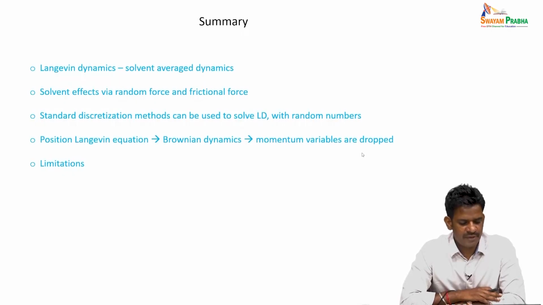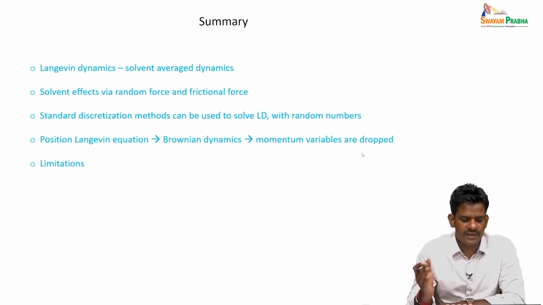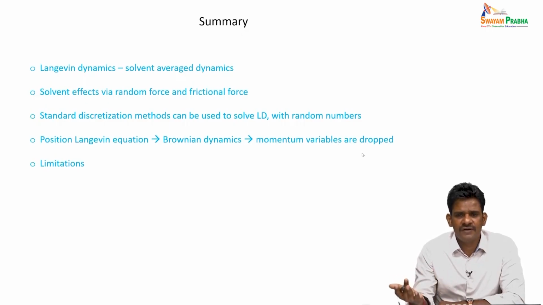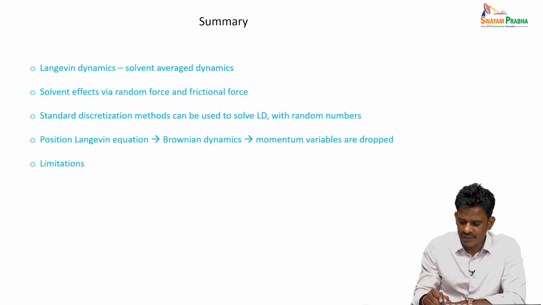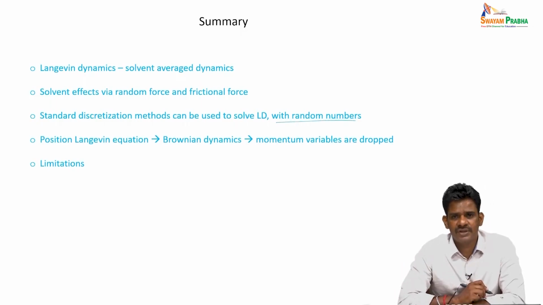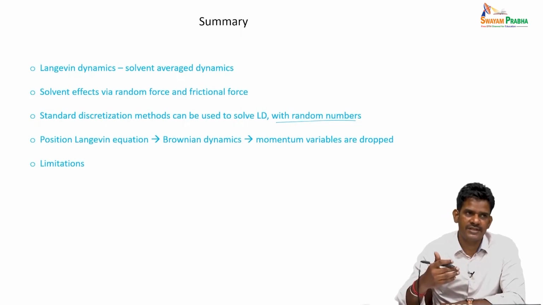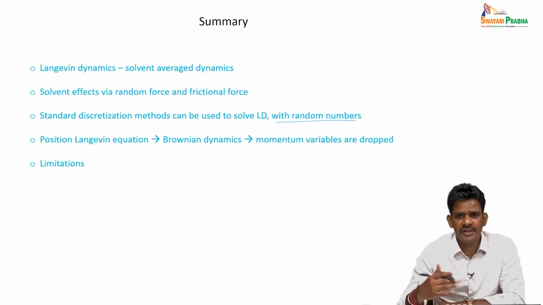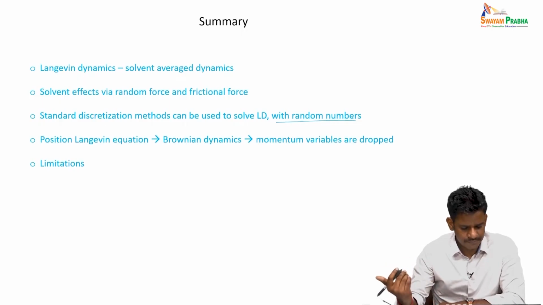With this I would like to summarize that in Langevin dynamics, we hope to average out the solvent effects by imparting an effective random force and frictional force, and we could use a standard discretization algorithm used for MD simulations, which could be the velocity Verlet algorithm or the Verlet algorithm, with one additional correction: we also need a set of random numbers along with these algorithms. We also saw how these random numbers are generated and what the underlying distributions are.